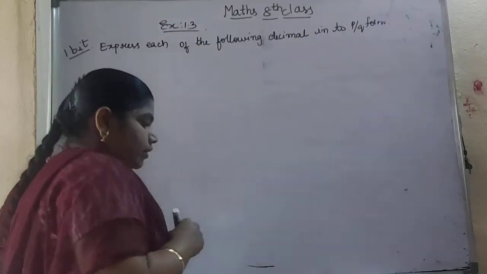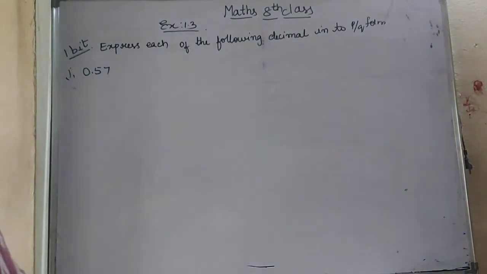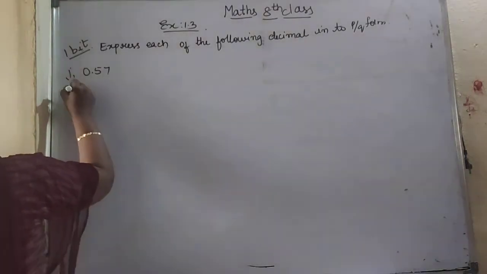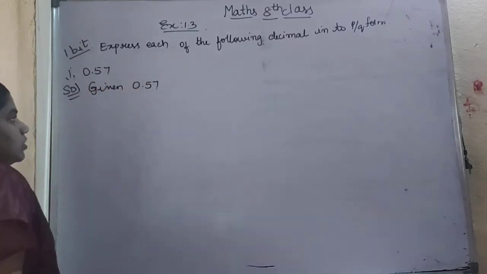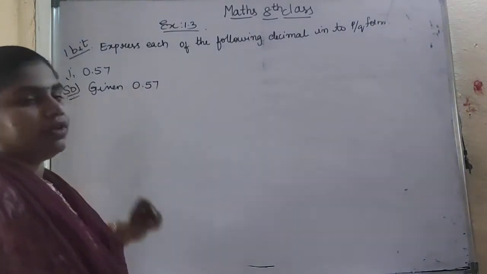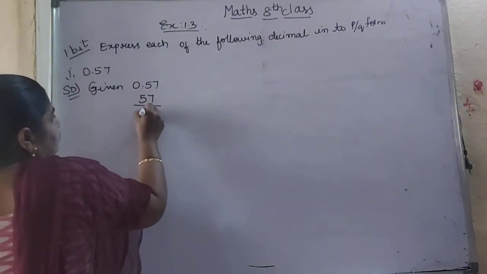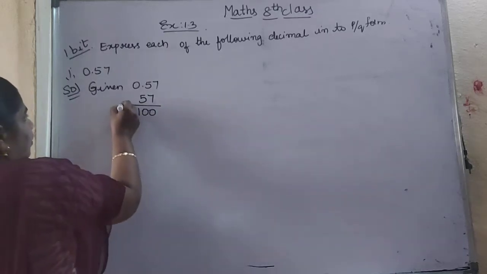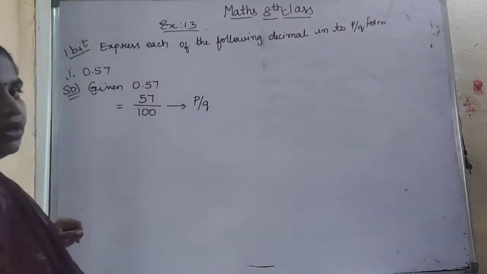The first one is 0.57. This 0.57 is in decimal form, and we have to convert it into p by q form. After the point you are seeing two digits. That means in the denominator you should get two zeros after removing the point. So it will be 57 by 100. So what is the p by q form here? 57 by 100. This is in the form of p by q. P by q is nothing but a rational number.